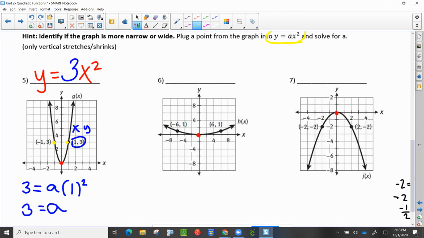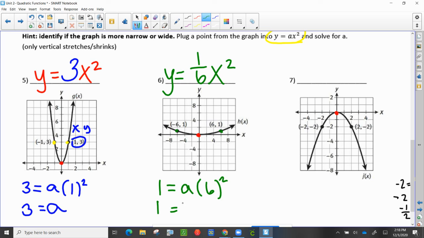Okay, let's try number 6. This graph is noticeably wider. So remember, when we have a wide function, that means we have a fraction in front. Can you guess what that fraction is going to be if you look at these points here? Hopefully you thought that it's going to be a 6th. That'd be 1/6 x squared. Again, I can take that ordered pair and plug it in. So y equals a times x squared. So actually, I was wrong. This is 36a. So this would be 1/36.